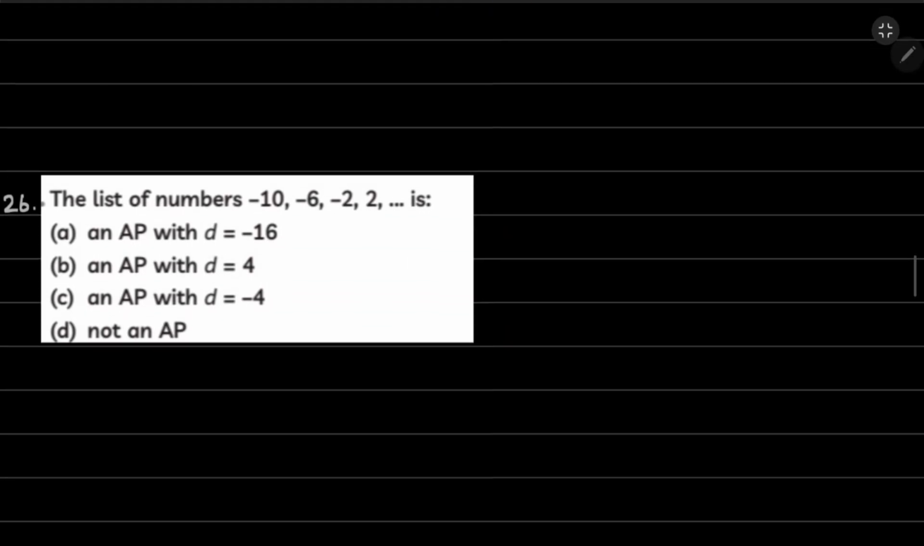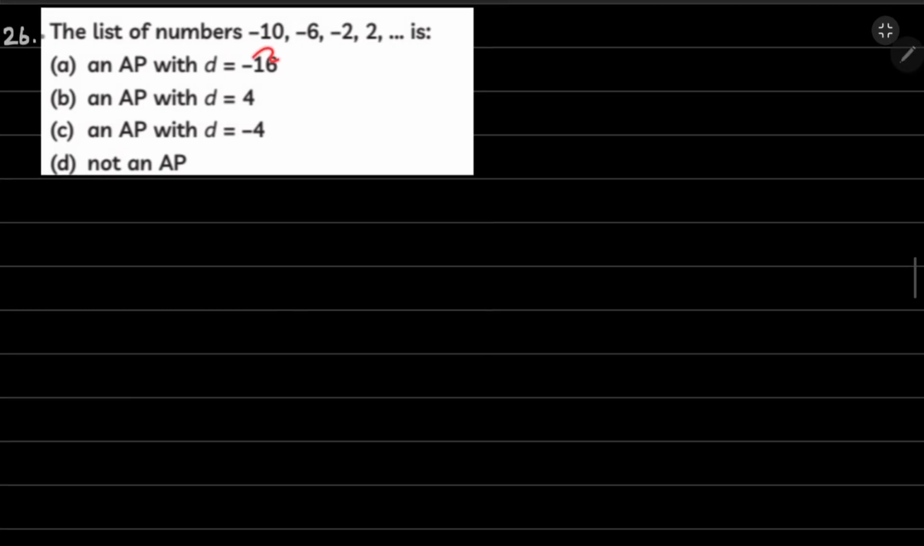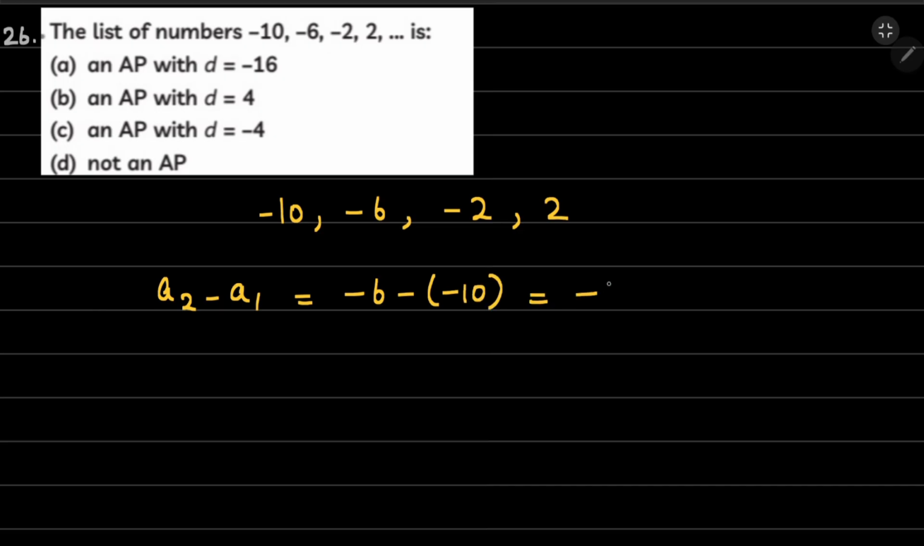Okay, moving on to the next question. The list of numbers, you are given the numbers as minus 10, minus 6, minus 2 and 2. Let's check if it is an AP. So A2 minus A1 is nothing but minus 6 minus of minus 10, which is minus 6 plus 10. 10 minus 6 is nothing but plus 4.